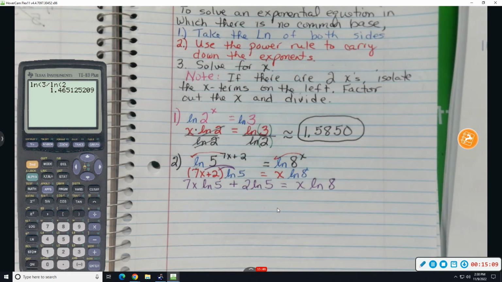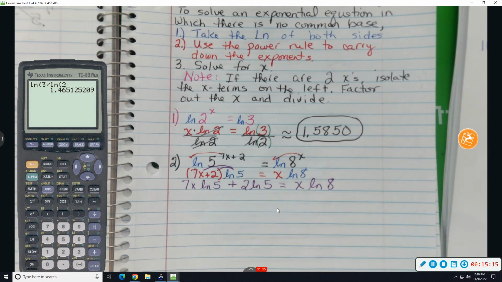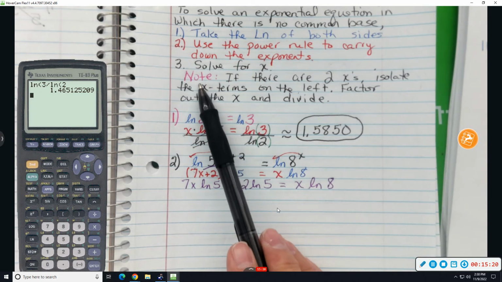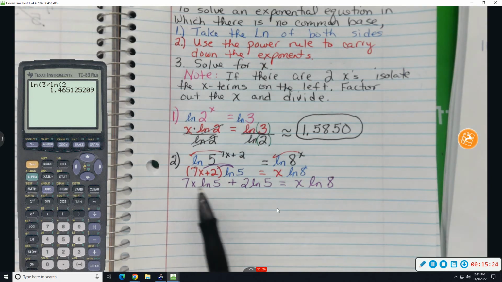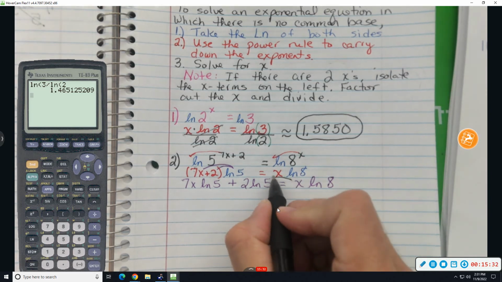All you do to distribute the ln 5 is just stick it on at the end of each term. This is one of the things we need to use the note for. There's more than just one x. You see, there's two x terms. So we need to isolate the x terms on the left. So that means move the stuff around like this.